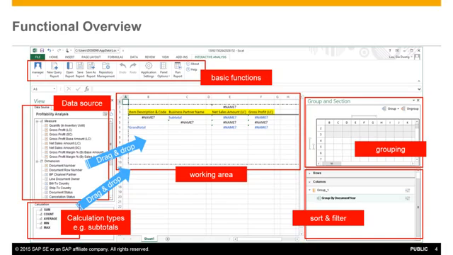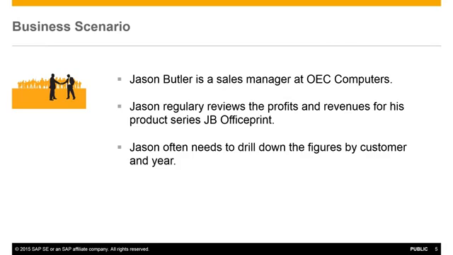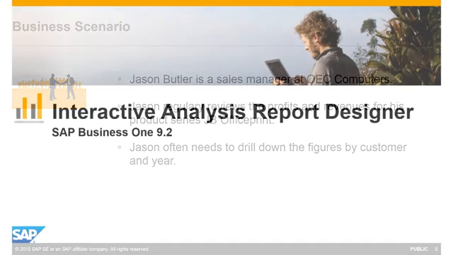So let's review a business scenario where you would leverage this type of reporting functionality. Jason Butler is a sales manager at OEC Computers, and Jason regularly reviews the profits and revenues for his product series JB Office Print that he manages at OEC Computers. Jason often needs to drill down to the figures by customer and by year. So how would we create a report to meet Jason's reporting requirements for OEC Computers?